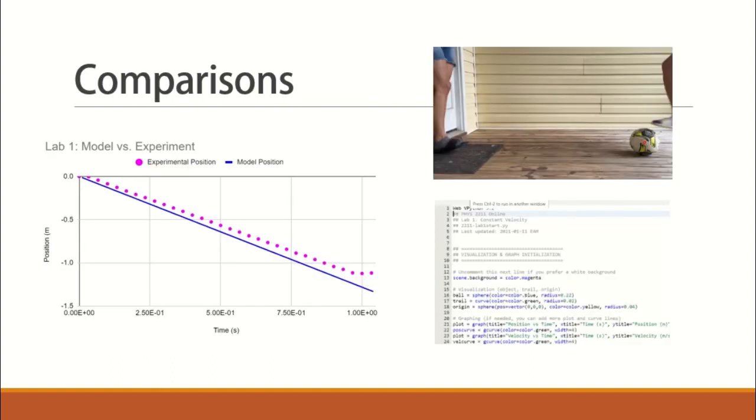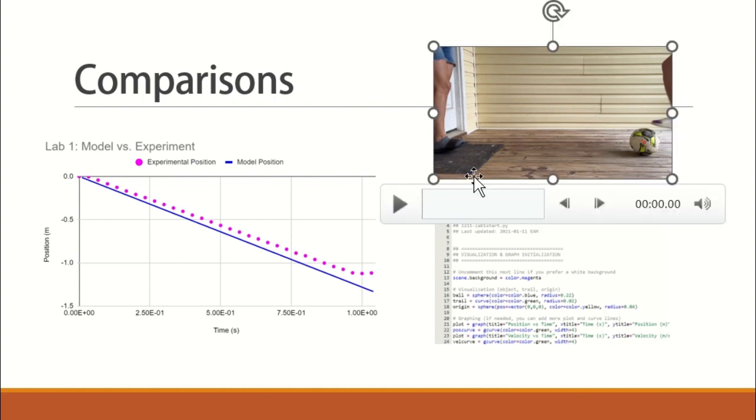After running the code, I can see that my model was a pretty good prediction of the movement of the soccer ball. Watching each video back to back, I can see that the motion is very similar.